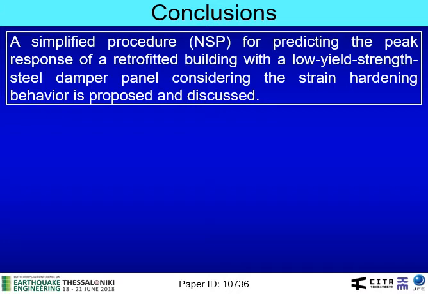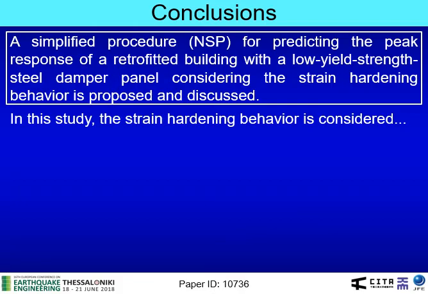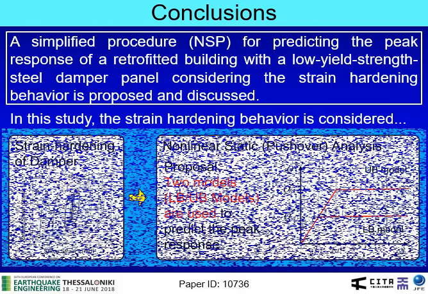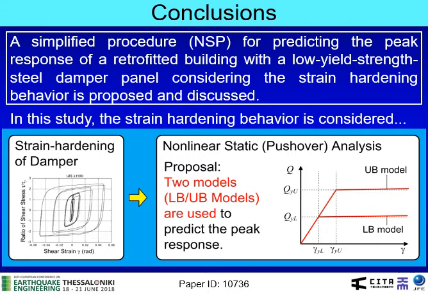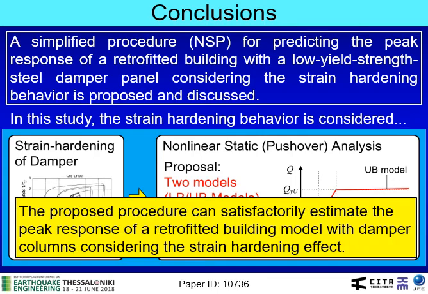In this presentation, a simplified procedure for predicting the peak response of reinforced concrete buildings with a low yield strength steel damper panel considering the strain hardening behavior is proposed and discussed. In the study, the strain hardening behavior is considered by the use of two models to predict the peak response. The proposed procedure can satisfactorily estimate the peak response of a retrofitted building with damper columns considering the strain hardening effect. This is the end of my presentation.